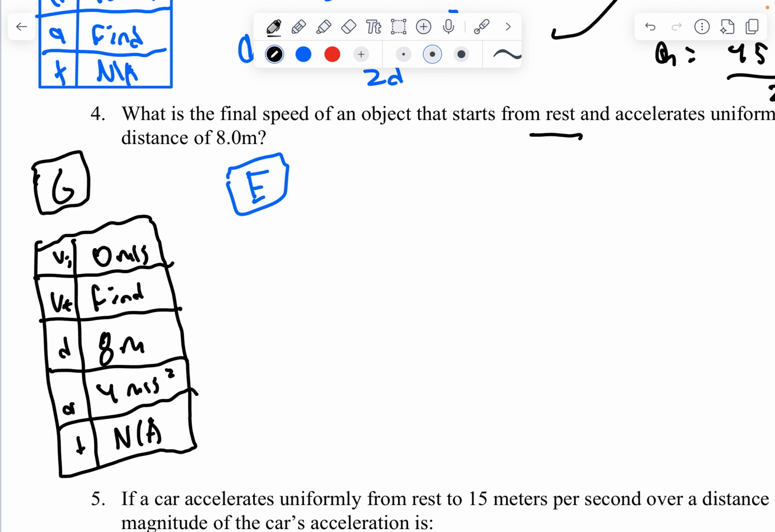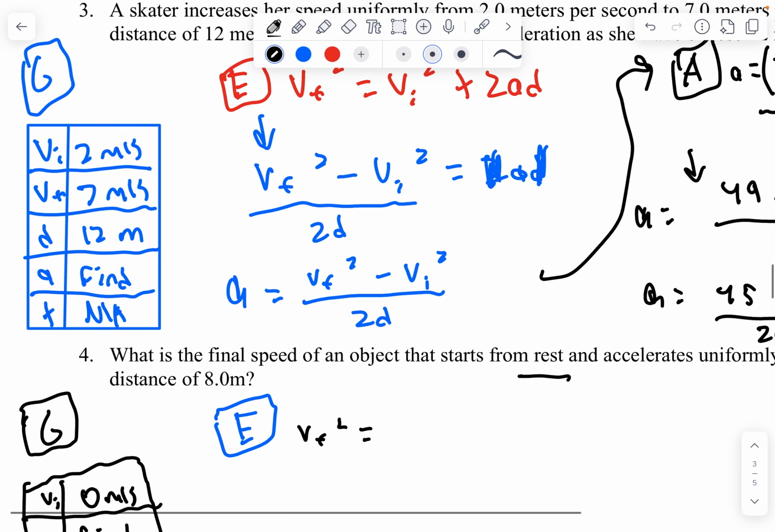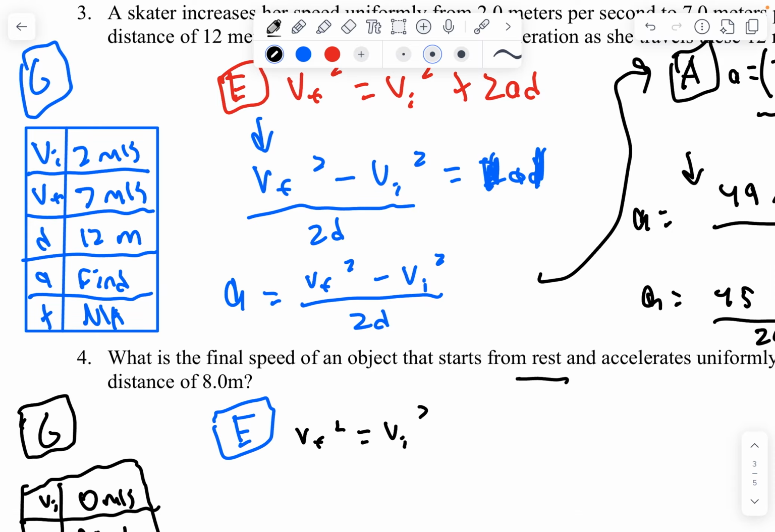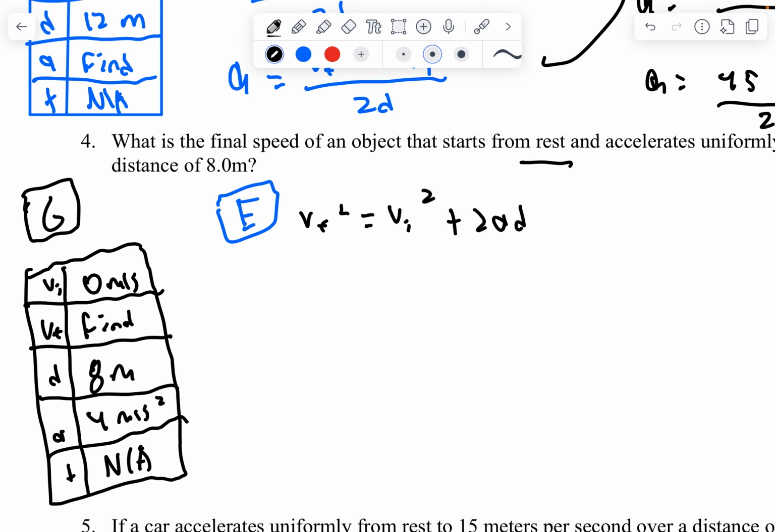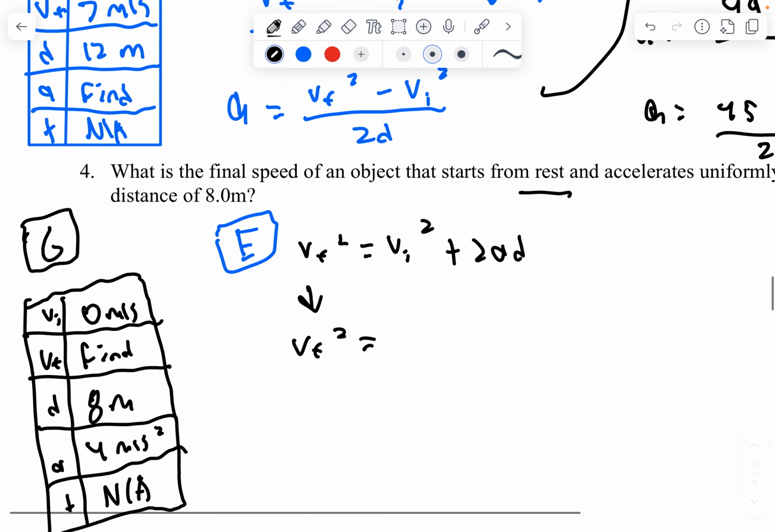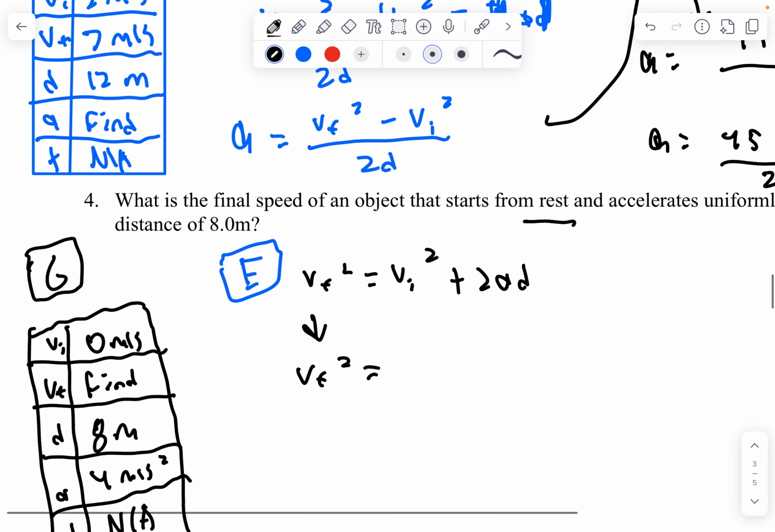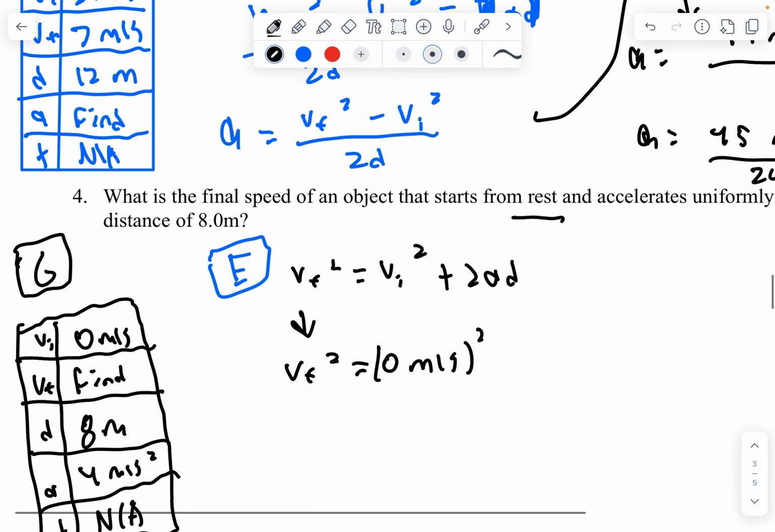So final velocity squared equals the initial velocity squared plus 2 times the acceleration times the displacement, or distance in this case. So let's plug in our values. What's the initial velocity? Initial velocity is 0 meters per second. And what's that squared though? We're going to do that soon. Plus 2 times the acceleration times the distance.